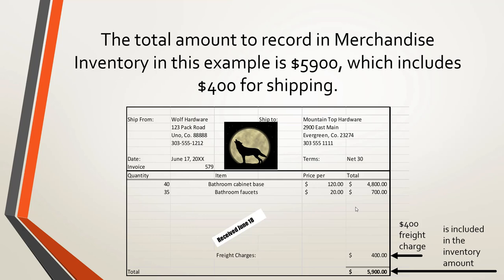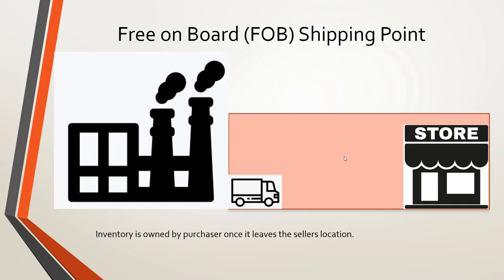So the inventory alone here was $5,500. The freight charges are $400, but the value that we put on our inventory is the total of all that, or $5,900. So the other issue was who owns the freight while it's being shipped. And so there's some terms here: free on board, FOB, shipping point.